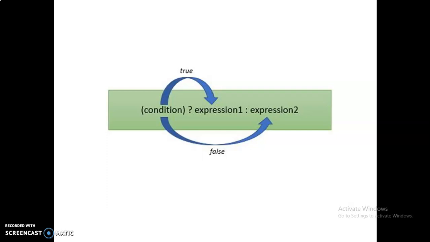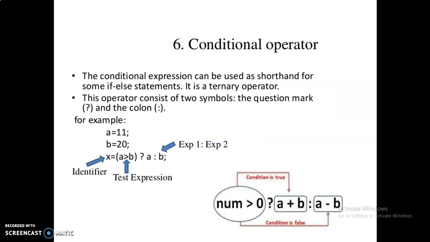This is like the if statement in C. The if statement will be explained in my further classes. So this is another example of how the conditional operator works. The conditional expression can be used as a shorthand for some if-else statements. It is a ternary operator too. This operator consists of two symbols, the question mark and the colon.